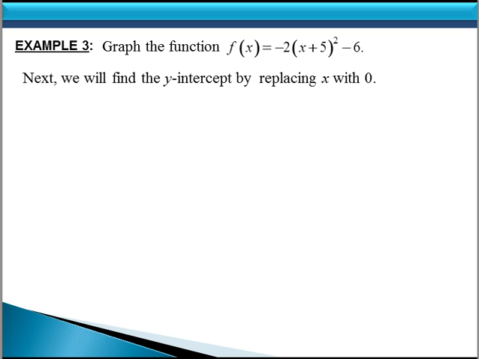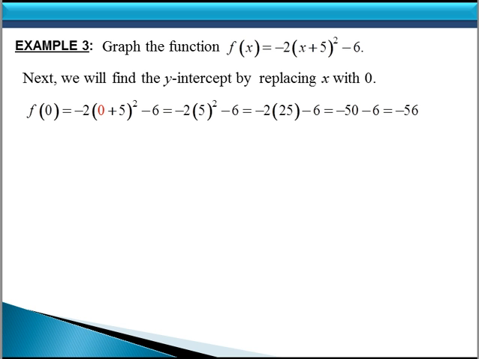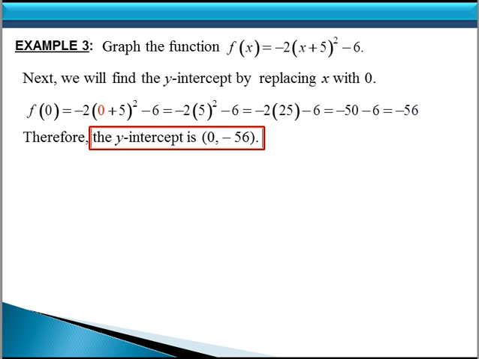Alright, so now we're going to find the y-intercept by replacing x with 0. So this one's not quite as easy as the other form. If we replace the x with 0, we're going to have to follow the order of operations here by adding 0 plus 5 first to get 5, and then we'll square the 5 to get 25, and then multiplying negative 2 times 25 gives us negative 50, and then subtract 6 last to get negative 56. So our parabola is crossing the y-axis at negative 56. So that point is going to be the point (0, -56).